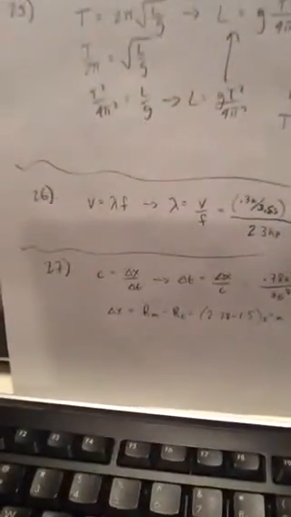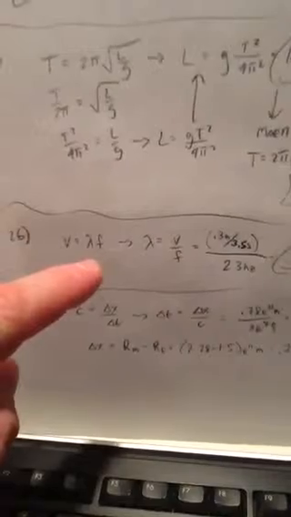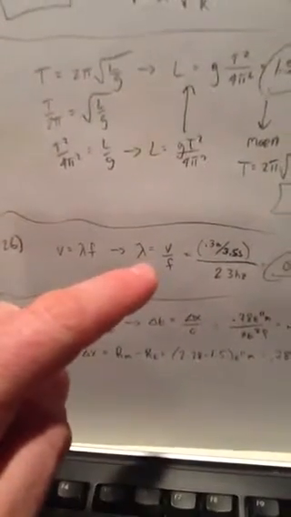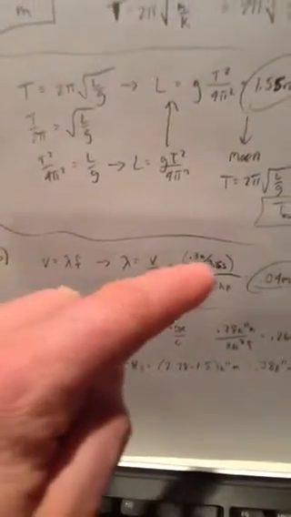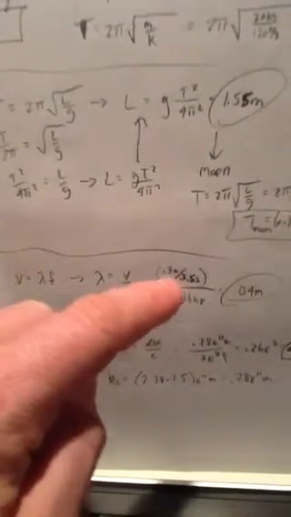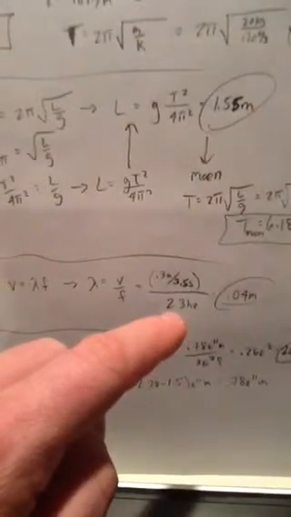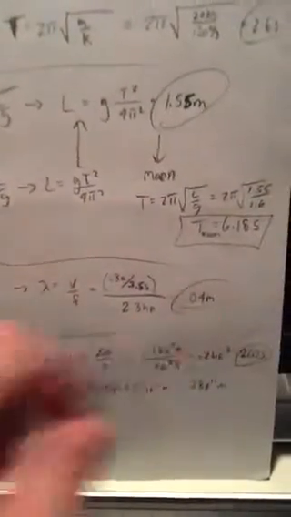26, that v equals lambda f there is the basic wave speed equation. So you're looking for wavelength, which is just speed divided by the frequency. Well, they don't give you the speed, but they tell you that it goes 0.3 meters in a time of 3.5 seconds. So that's the speed. Divide those two to get the speed, and then divide it by the frequency of 2.3 and you get a wavelength of 0.04 meters.